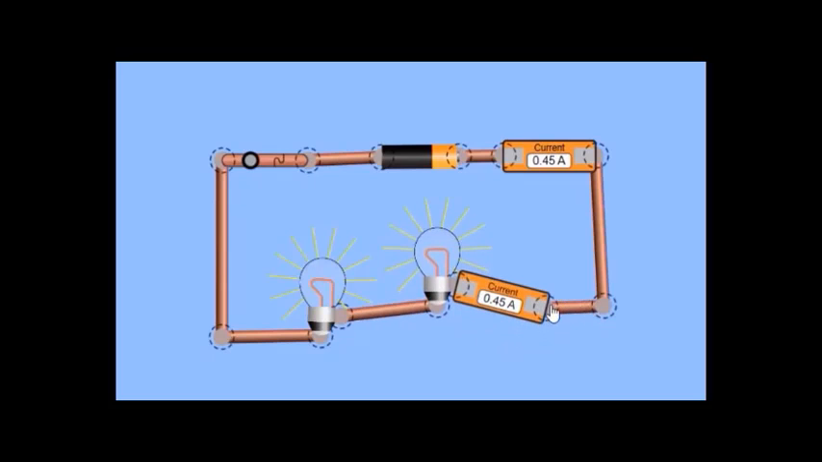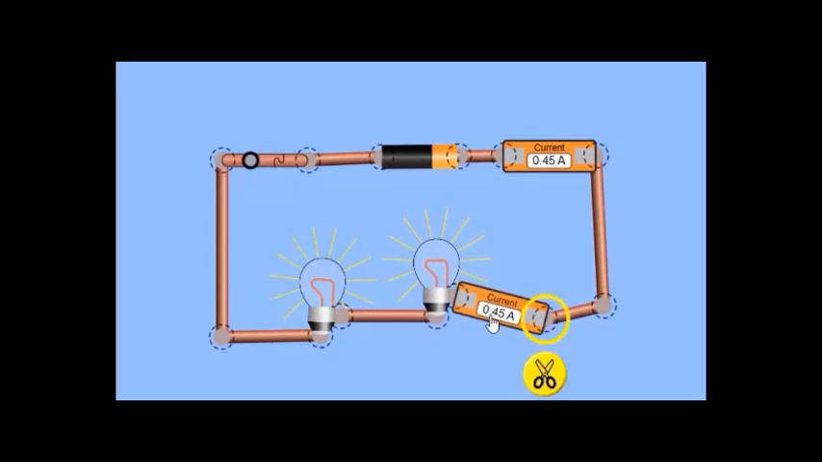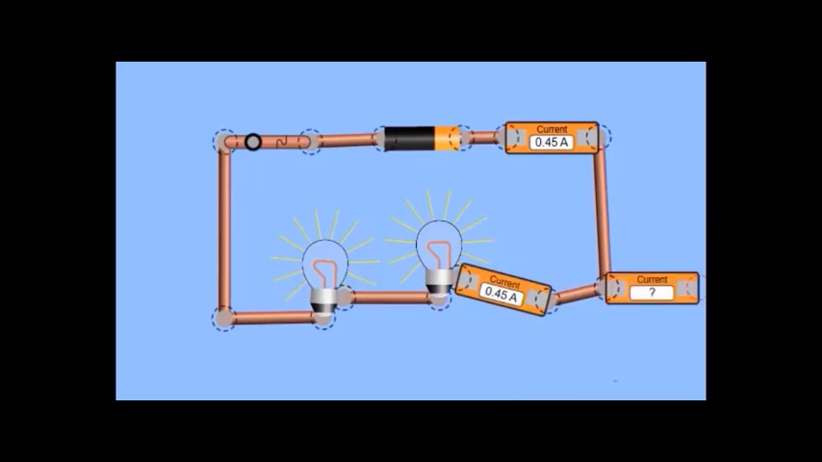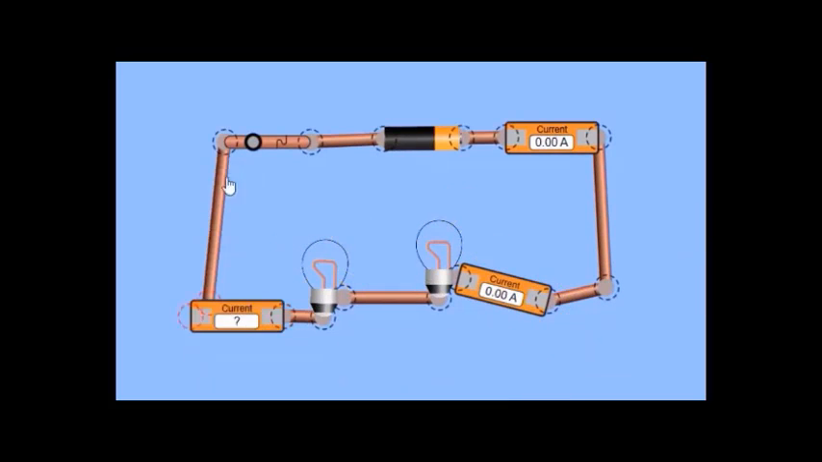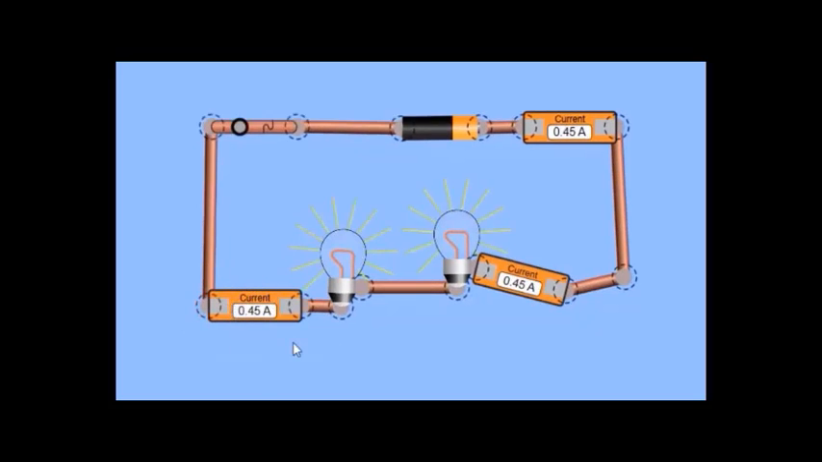Okay, it's also 0.45 ampere for the first lamp. Also, it is 0.45 ampere. What can you conclude? The current that passes through the lamps grouped in series is the same as that of the dry cell.